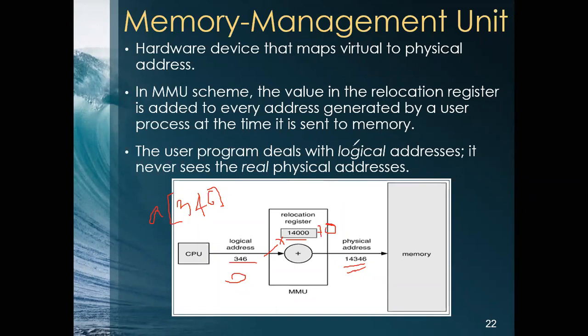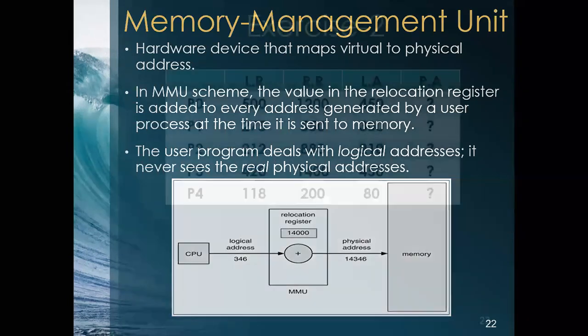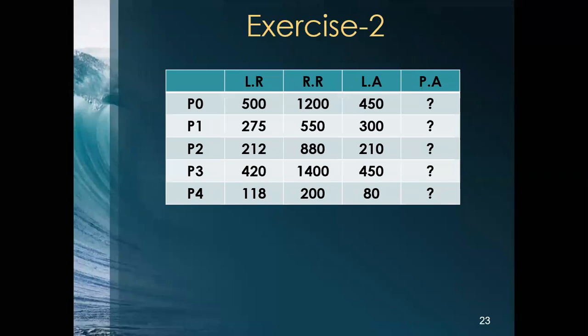So the relocation register keeps track of all this memory. For array A, it is 14,000. For array B, it might be 200. For array C, it might be 300. The example I showed you a little bit ago holds the address for different processes. For process 0, the relocation register value is 1200. For process 1, the relocation register is 550. For process 2, it's 880.